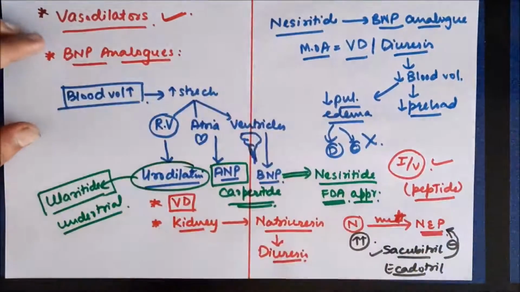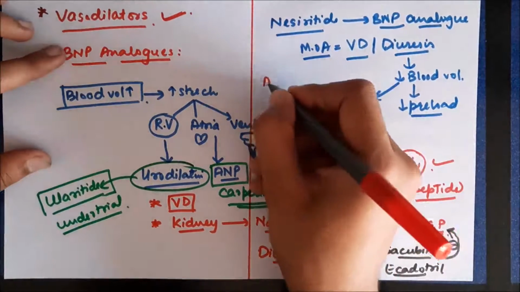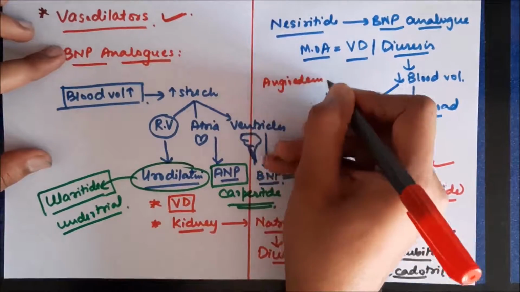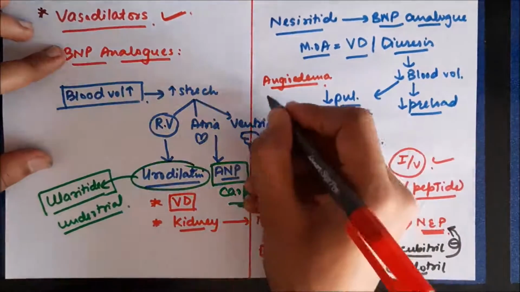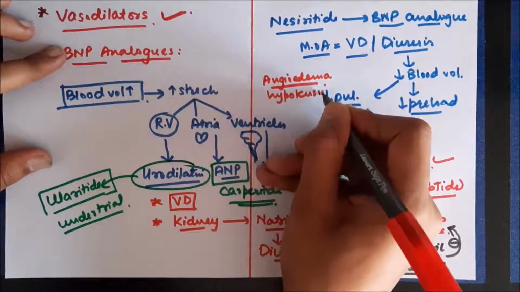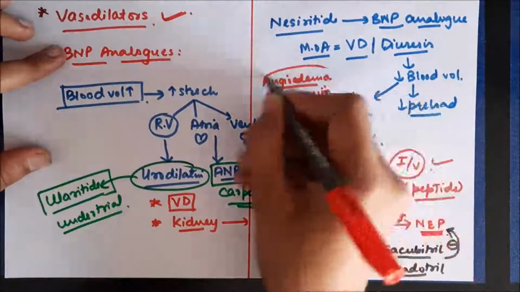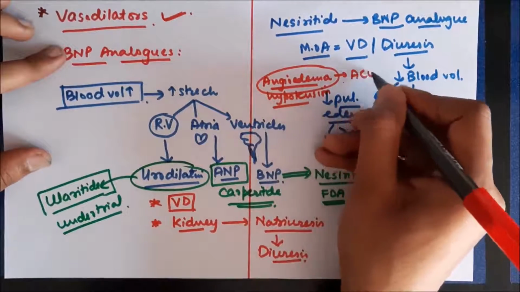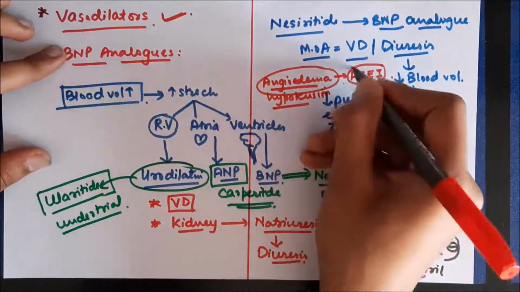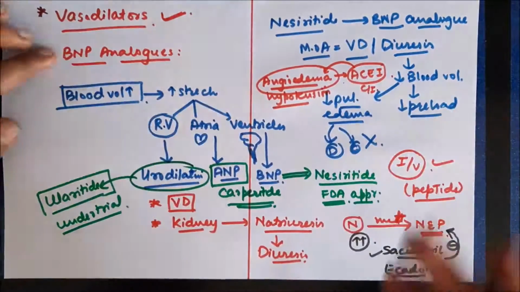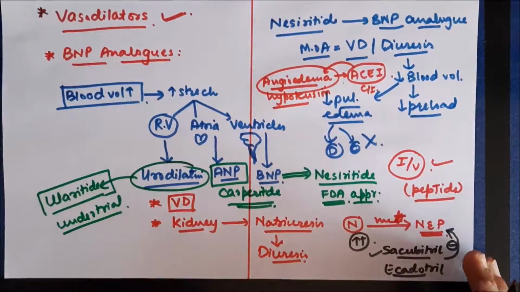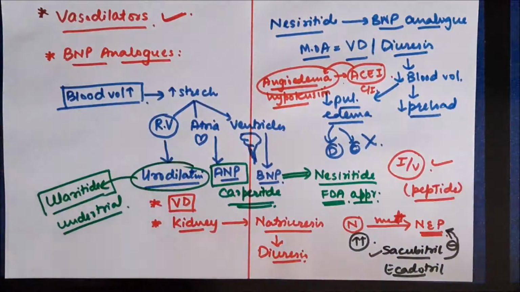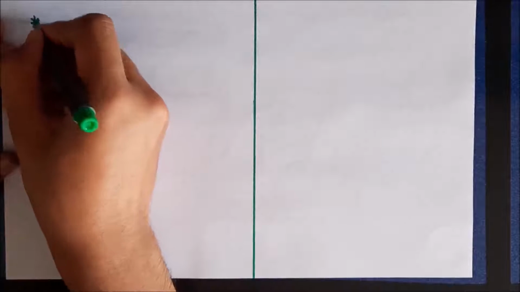Now, Nesiritide produces some side effects such as angioedema, and because of vasodilation, it also causes hypotension. So hypotension is produced because of vasodilation. Now, angioedema is also produced by another class of drugs called ACE inhibitors. So these drugs should not be given together. So Nesiritide is contraindicated with ACE inhibitors. It should not be used within 36 hours of use of ACE inhibitors.